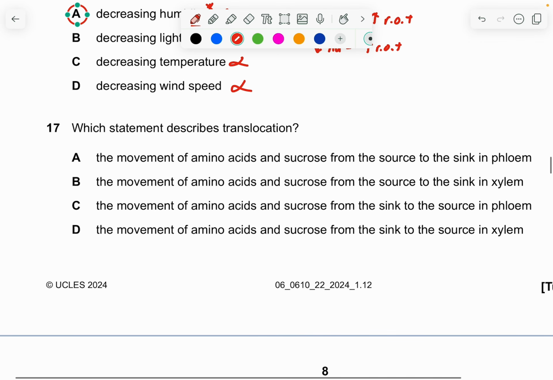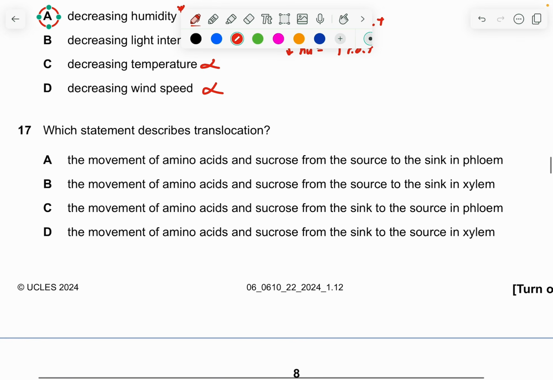Question 17. Which statement describes translocation? Let's read. The movement of amino acids and sucrose from the source to the sink in phloem. Sounds correct. The movement of amino acids and sucrose from the source to sink in xylem. This is correct, but this term is wrong. It's supposed to be phloem, so B is wrong. The movement of amino acids and sucrose from the sink to the source in the phloem. This is correct for the term, but not correct for this statement.